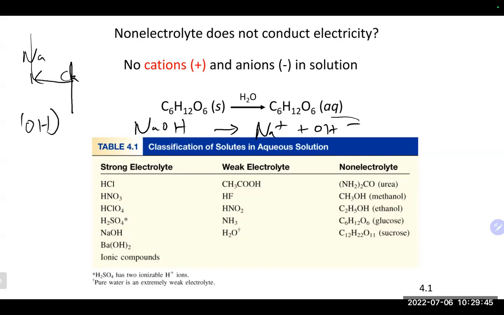And that is why it is considered a strong base, because the definition of a base is the ability to produce a lot of OH minus. So something like sodium hydroxide can produce a lot of OH minus very, very quickly.